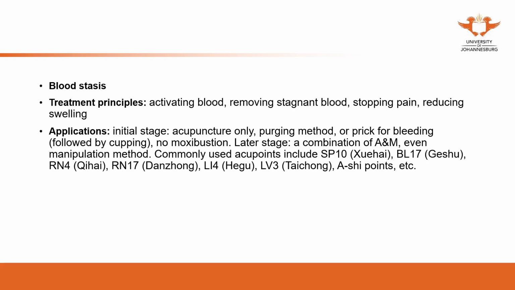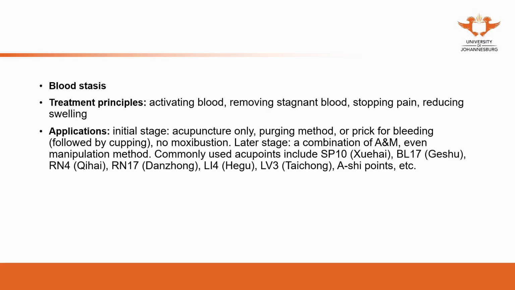In the later stage, we can use the combination of acupuncture and moxibustion. The initial stage and the later stage mainly refer to the acute stage or the chronic stage, because blood stasis may also present as chronic blood stasis. We can use Spleen 10 and Bladder 17. Spleen 10, from the name, is the sea of blood. Bladder 17 is the meeting point of the blood. Ren 4 and Qihai are the sea of the qi.